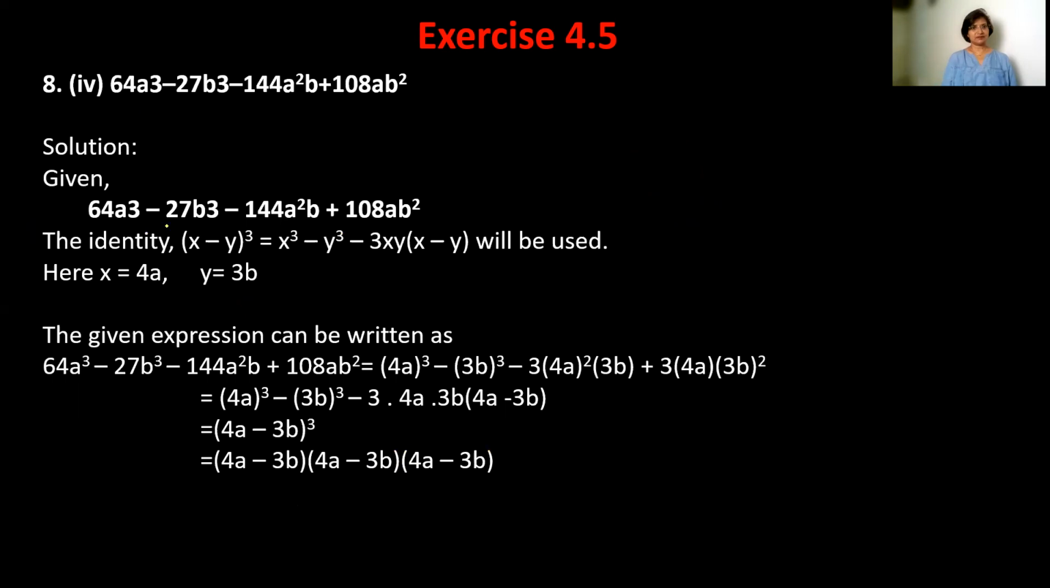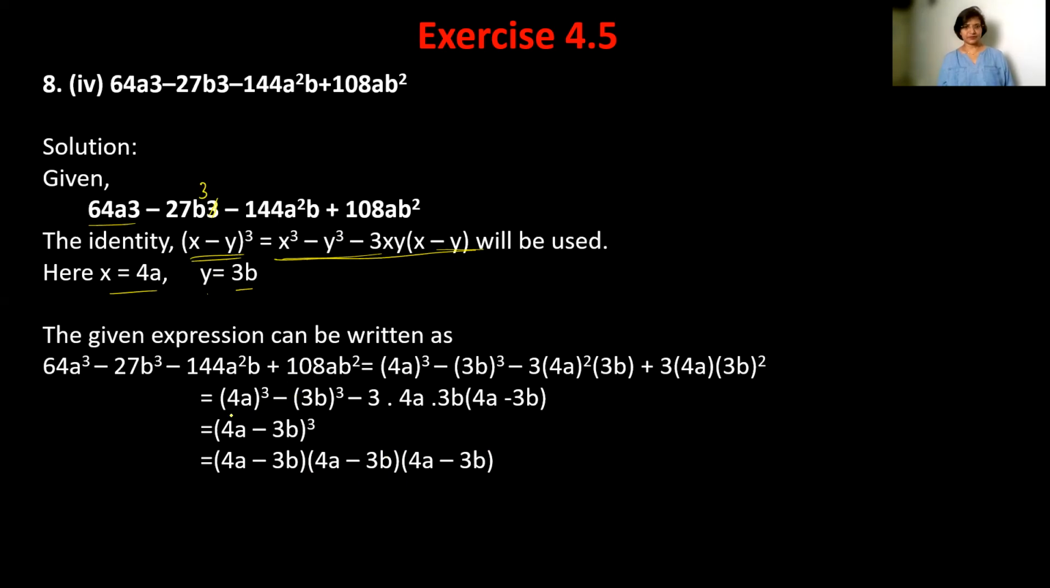The fourth part says the given expression is 64a cube minus 27b cube minus 144a square b plus 108a b square. This is b cube actually, not this, right? So here the identity x minus y whole cube will be used. This identity will be used. So here x equals 4a and y equals 3b. We are putting in this to form this x minus y whole cube.